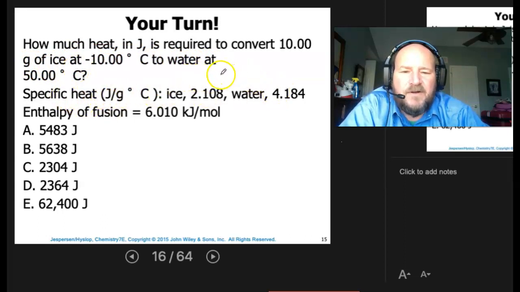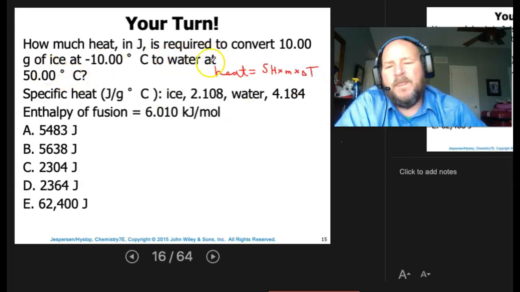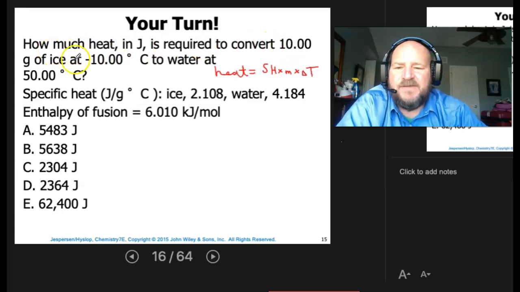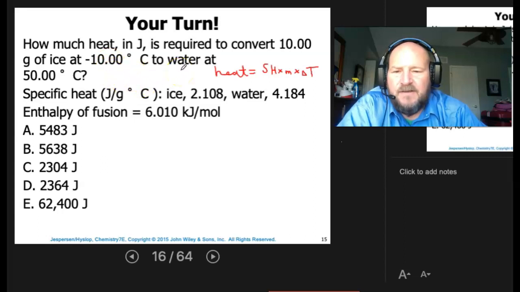So if you remember, heat is equal to specific heat times mass times delta T. So to figure out how much heat is required, what we're going to do is take our 10 grams of ice, use its specific heat to go from negative 10 to 0. Then we're going to take the specific heat of water and go from 0 to 50.